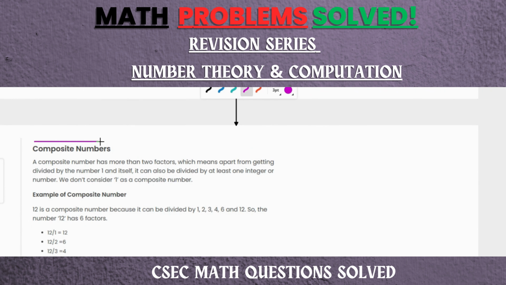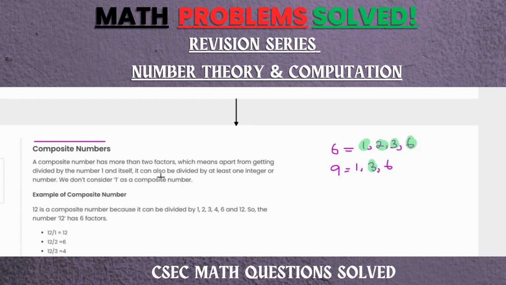Then we will see what composite numbers are. Composite numbers are actually the opposite of prime numbers, right? A composite number has more than two factors, which means apart from being divisible by 1 and itself, it can also be divided by at least one other number. For example, number 6 has four factors, 1, 2, 3, and 6 itself. If we look at number 9, it has three factors, right? So apart from 1 and the number itself, there are one or more factors of these numbers.